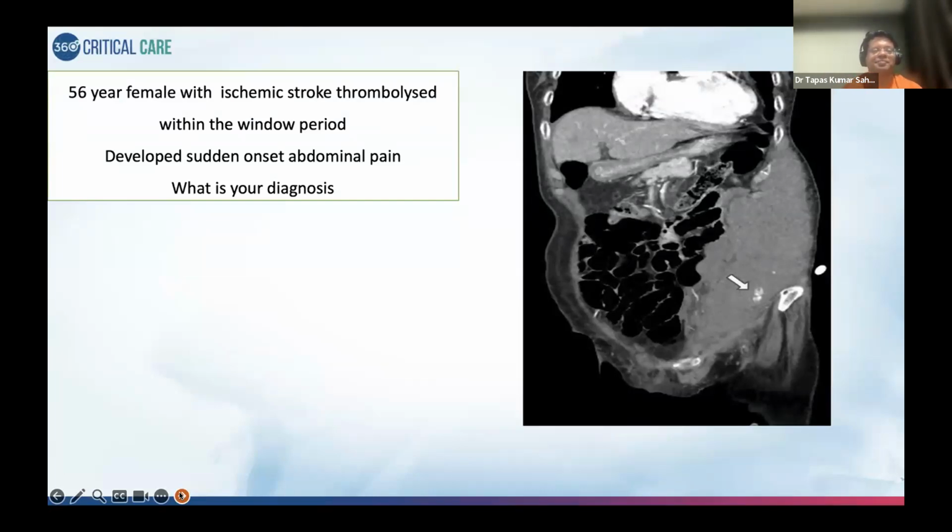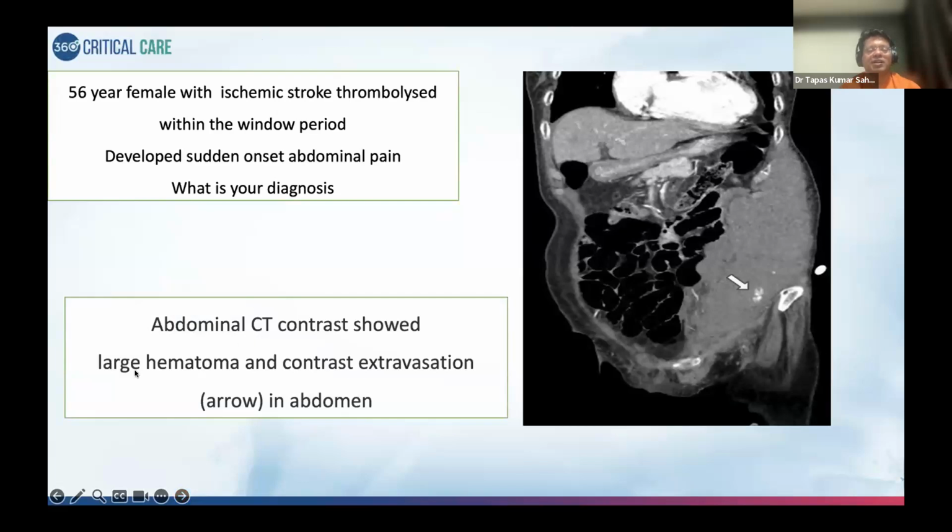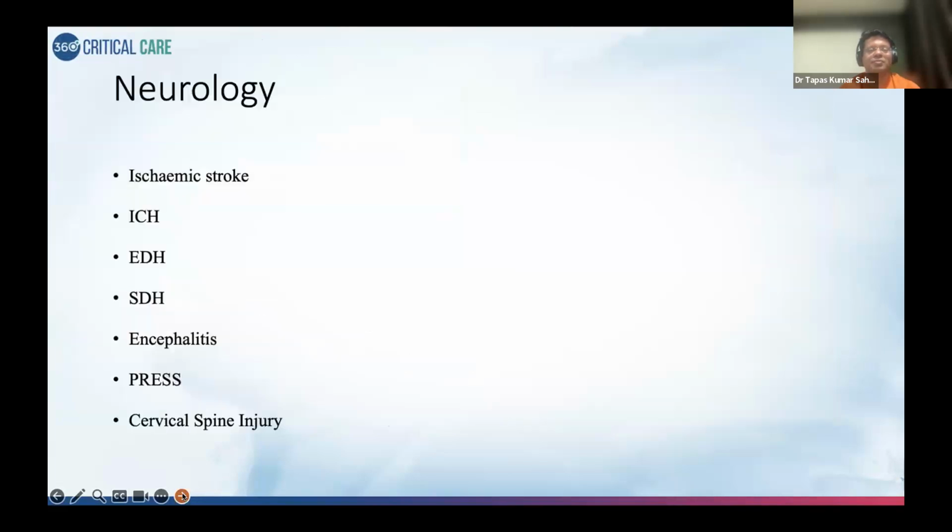A 56-year-old female with ischemic stroke, thrombolized within the window period, developed sudden onset abdominal pain. What is happening here? Yeah, perforation peritonitis, but there is a clue that thrombolysis has been given for ischemic stroke. Now abdominal CT with contrast showing a large hematoma, and these are some of the contrast extravasation, arrow in the abdomen. Okay, contrast is now entering into the peritoneum, and there is extravasation happening. You all know it, but yes.